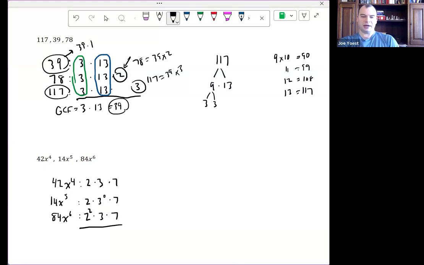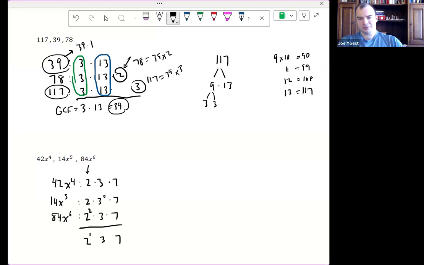And then in my greatest common factor, really kind of what I'm doing is I'm taking each of my prime factors that I see popping up, 2, 3, and 7, and I'm raising them to the power that is the smallest power that I see written there. So in my 2's column, I have 2 to the first, 2 to the first, and 2 to the second. What's the smallest power? Well, the smallest power is 2 to the first.